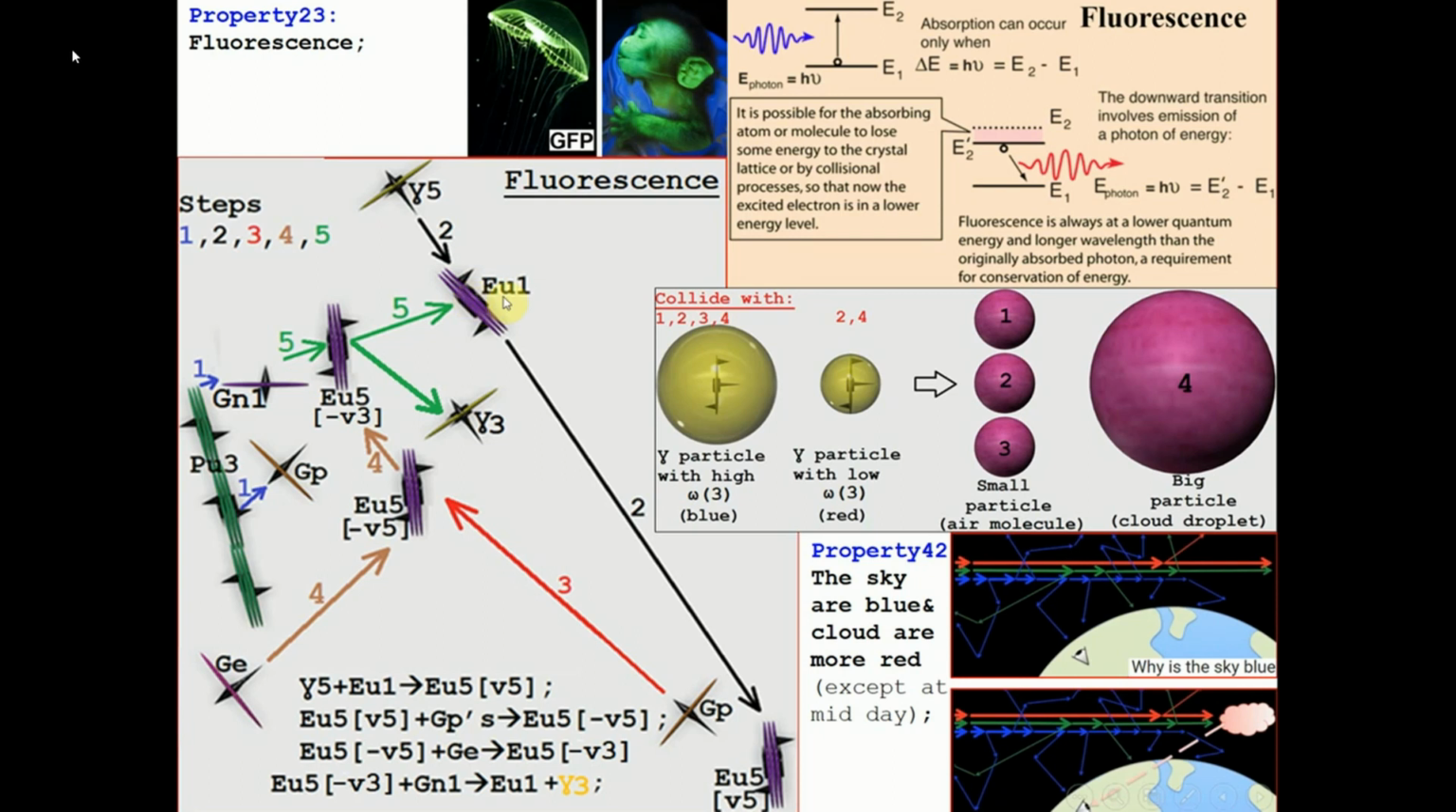Because it has kinetic energy, it will transform the GN1 into photon number 3. But its kinetic energy is minus V3 and not V5. Therefore, it's lower, and therefore it will create a photon with lower frequency, photon 3. So in this fluorescence process, we emit a photon with high frequency and get a photon with low frequency.